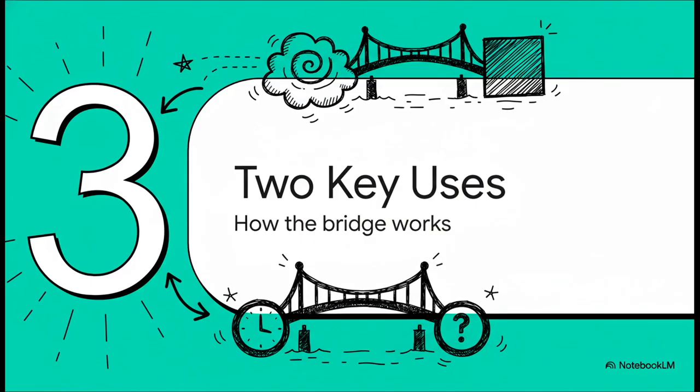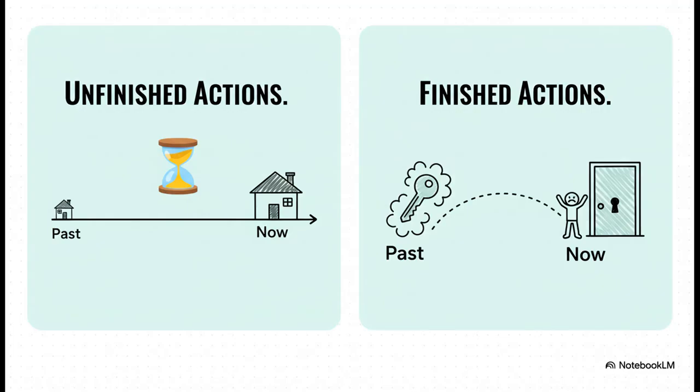Okay, so this whole bridge idea sounds good, but how does it actually work when we're talking? Well, it pretty much works in two main ways. All right, check this out. On one hand, we use it for unfinished actions. These are things that started in the past but are still going on. Think about it. She has lived in London for 3 years. That means she started living there 3 years ago, and she still lives there now. The action literally stretches across the bridge to the present.